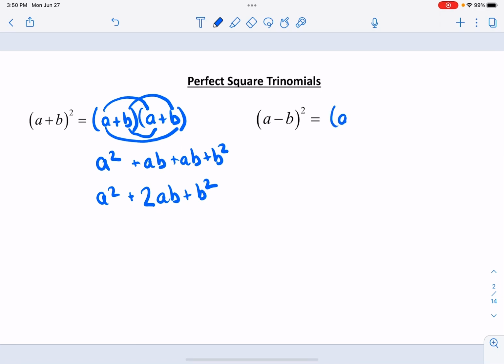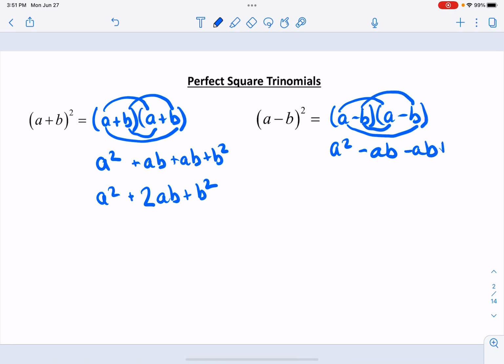Now with the minus, the same thing holds true. (a - b) times (a - b). When I multiply the first terms together, the outer terms together, the inner terms together, and then my last terms together, again, we still have twice those middle terms. I wanted to highlight that the a times b is the same thing as a b times a. So I really have two middle terms happening there.